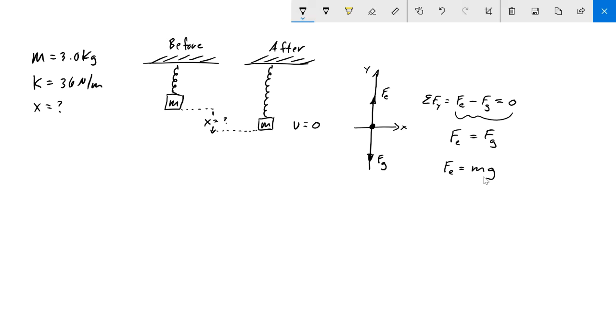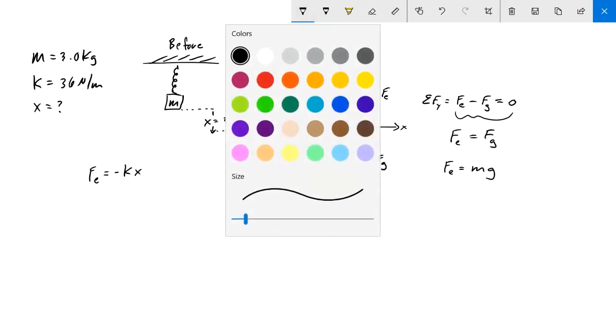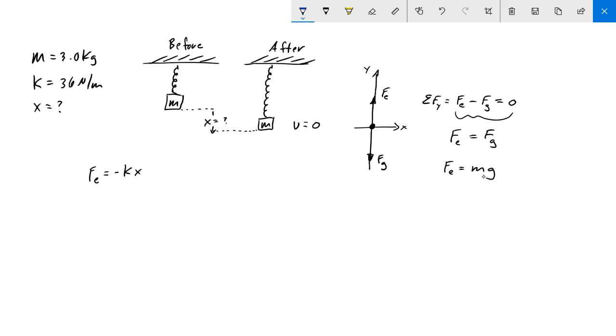Well, where do we find x? We find it in Hooke's law. So Hooke's law says that our elastic force equals minus kx. So let's just talk about this very briefly for a second here. This minus sign right here means that displacement is opposite direction of the force.